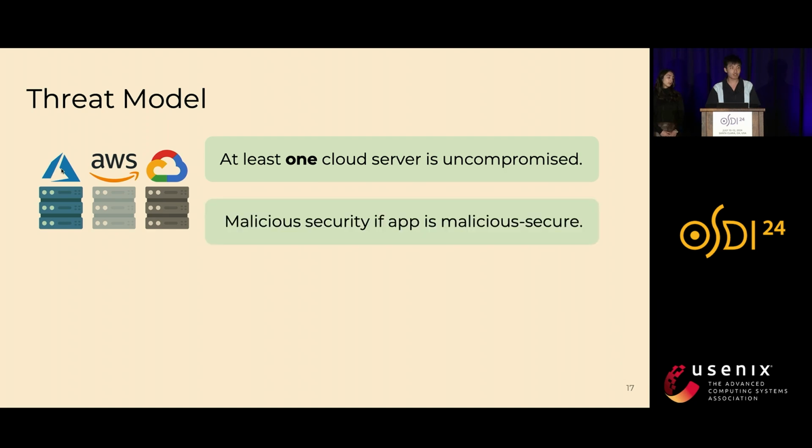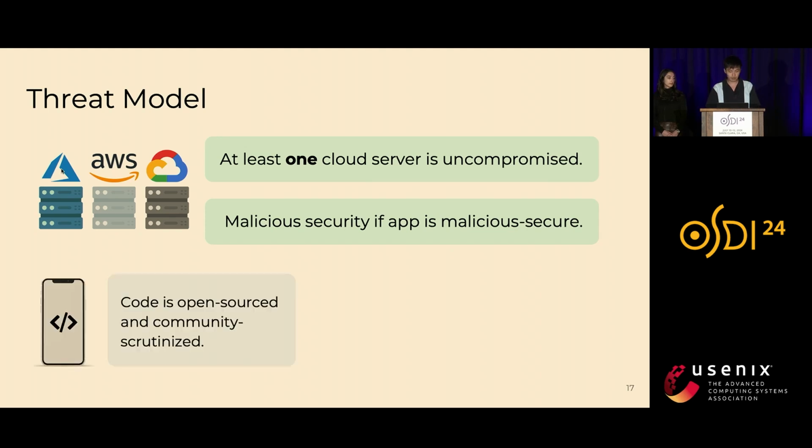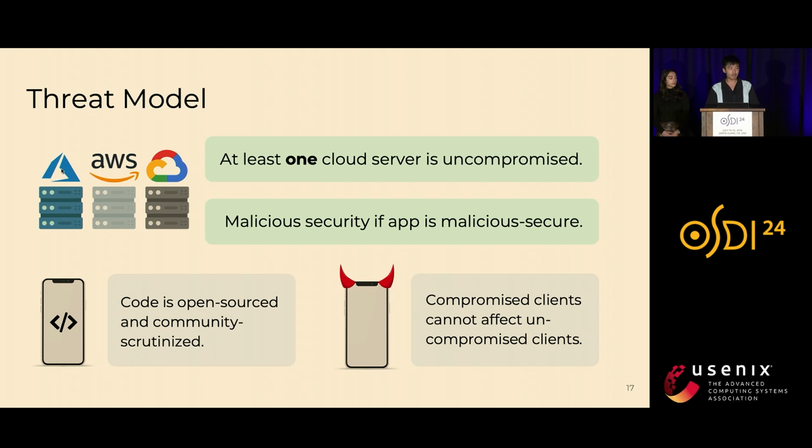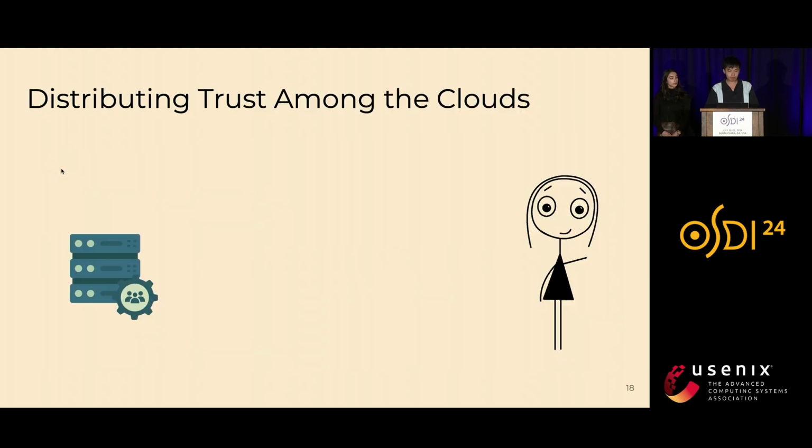In addition, our system guarantees malicious security as long as the app that the application provider is building is maliciously secure. Additionally, we assume that the code from the application provider is trusted, and this can be enforced by having the code open source and letting the community scrutinize it. Another great feature of our threat model is that compromised clients cannot affect uncompromised clients, and we get isolation between different clients. So now how does this all work?